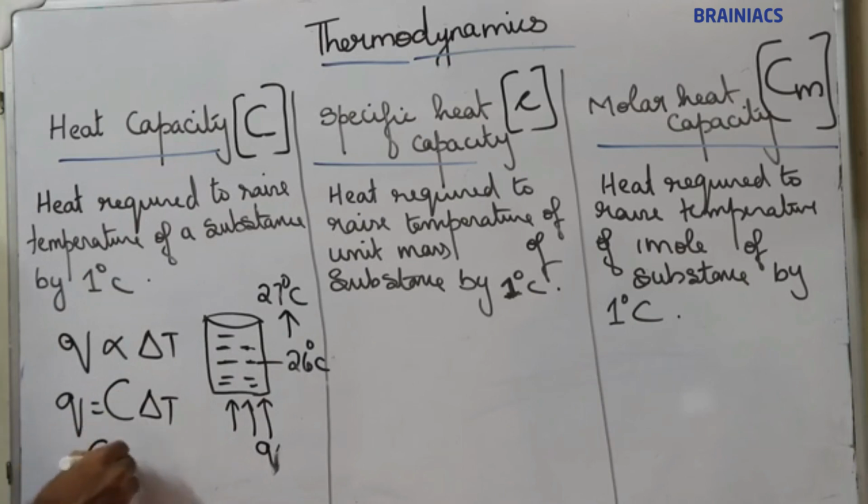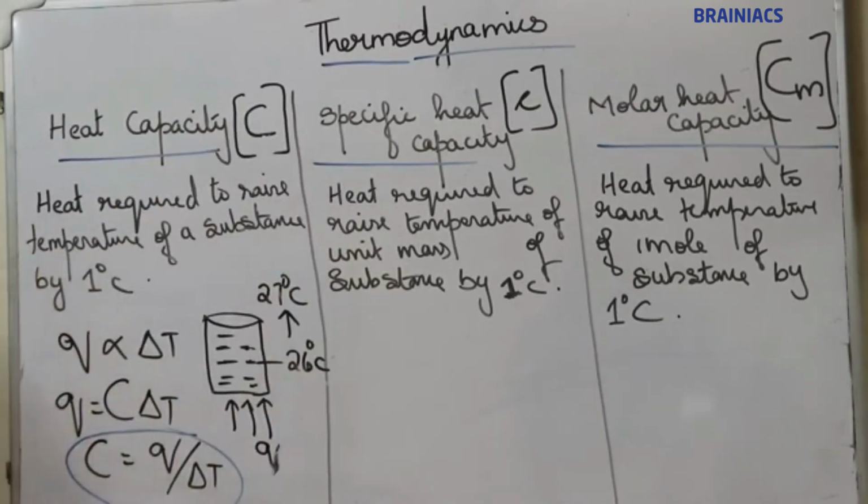Okay. So what is C? C is equal to Q by delta T. This is the equation to calculate heat capacity. What is heat capacity? It is the heat required to raise the temperature of a substance by 1 degree Celsius.